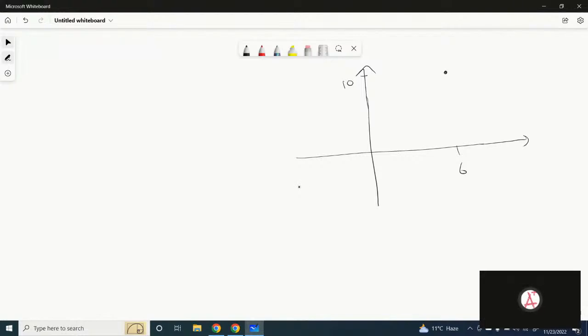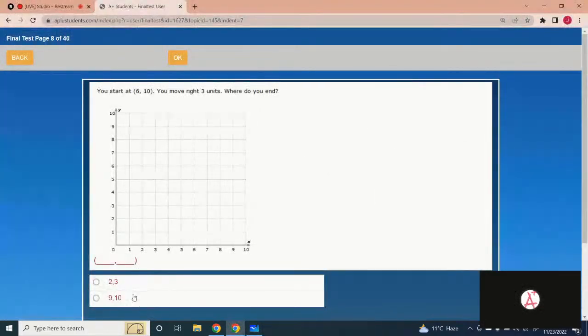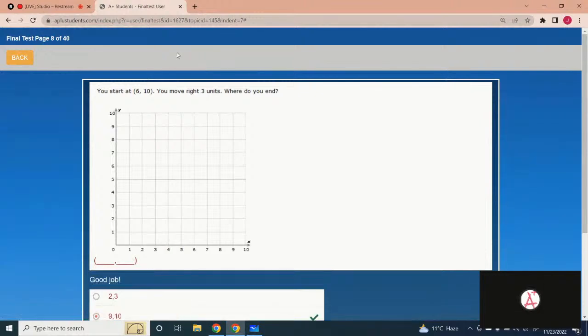Right means you move in this direction: 7, 8, 9. So it would be now here. It would be 9. So the new coordinates are 9 and 10. Just add 3 to the x value. So the new coordinates are 9, 10. Very good, everyone. Just select the correct option and click on the OK button.